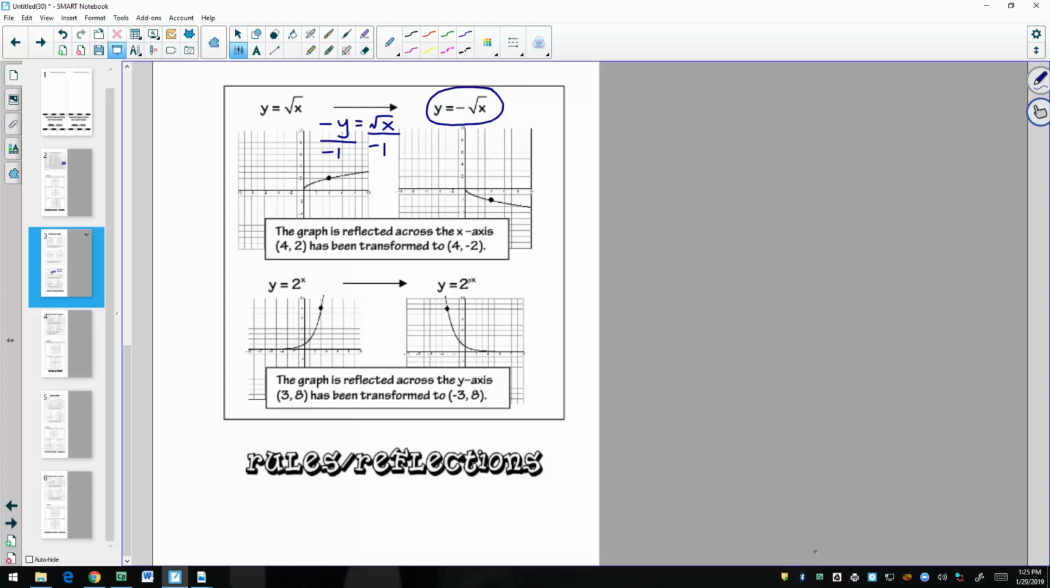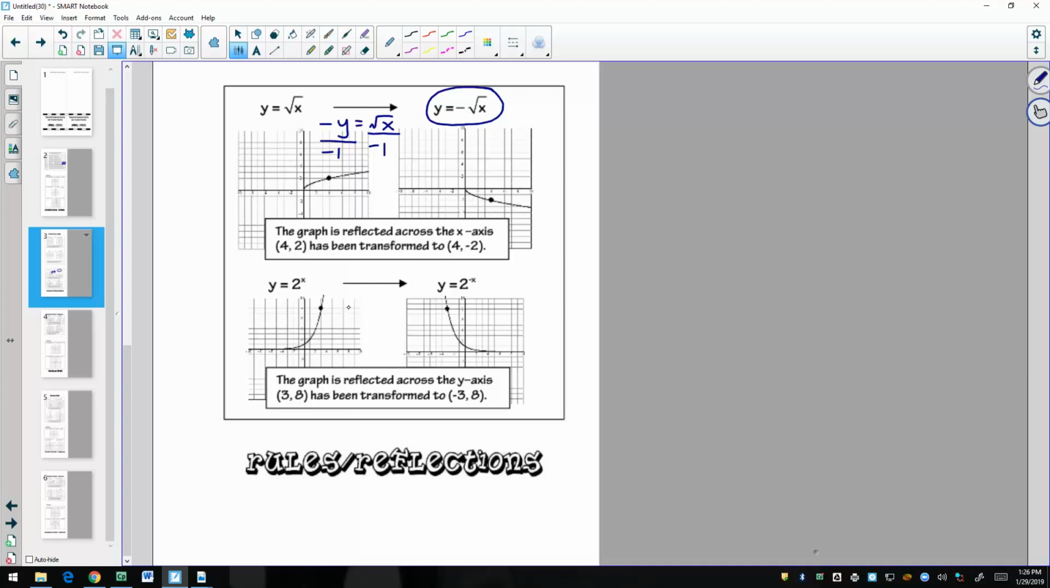You just have to know if you're going over the x-axis, you negate the y and then get y alone because it will be negative. If you're going over the y-axis, you just negate the x's. And remember, if it's negative to start with, it then turns positive. So that's it for reflections, and then you've got to know your rules, which we will focus more on right now for at least the horizontal and the vertical shift.